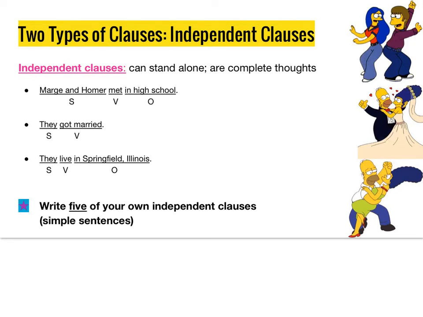Notice that these are all complete sentences, but not all of them have objects. For a sentence to be complete, it doesn't always need to have an object. In the second sentence, they got married, all we need to know is the subject and verb phrase, and it expresses a complete thought. The same can be said about the sentence, Marge and Homer met in high school. That also expresses a complete thought, but in this case, the sentence has an object. Make sure to pause the video and follow the directions that Bart left at the bottom of this slide.